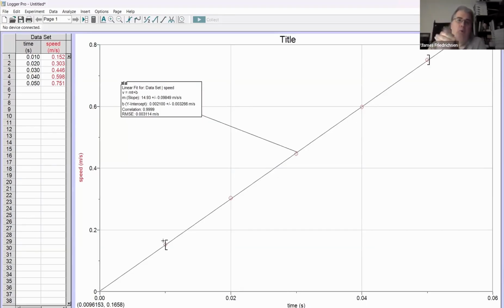You will need to report your slope and your intercept according to the rules. So you'll take the uncertainty and round it to the first significant digit. Wherever that is, you'll round the value to the same place. Questions?